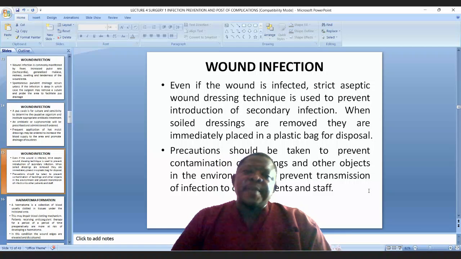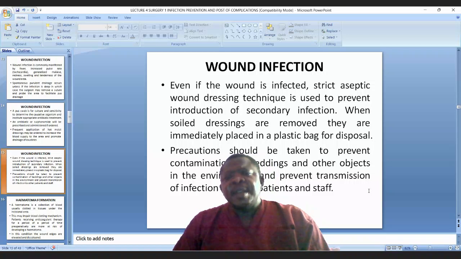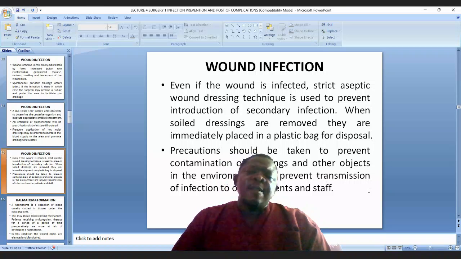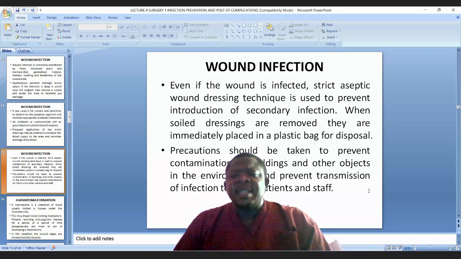Infections that happen within about 24 hours after surgery will be primary infection. Infection not necessarily to do with the surgery, but that may happen, for instance, 2 weeks after surgery, would be secondary infection that may arise from the ward level. So it's important to prevent wound infection through proper guidelines for strict aseptic technique.